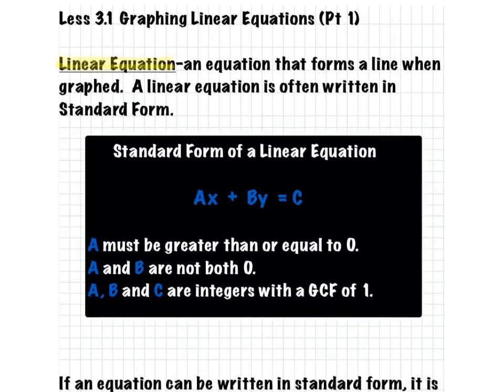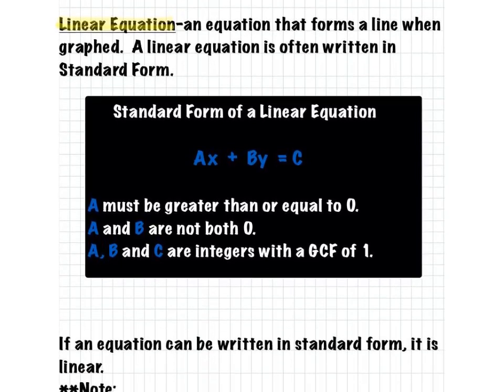Here is the standard form of a linear equation. Please write this down: ax plus by equals c. A, the coefficient for x, must be greater than or equal to 0. In other words, a cannot be a negative number. In standard form, a and b are not both zeros.